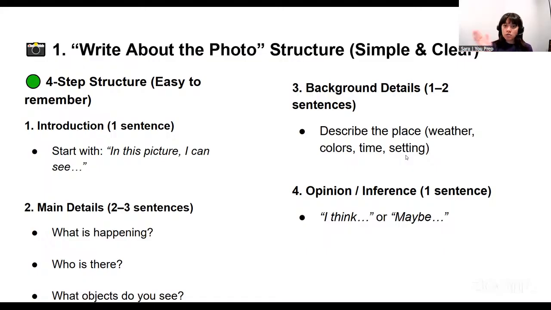So basically, you can follow these four steps as your structure. These are the same steps we learned yesterday, but here I just put it in an easier way. So first, your introduction, general statement. Two, you come with the main details. What is happening, who is there or what is there, and what objects we see. Third, the background details. What is around, the weather, the time, everything. And four, your inference. What do you think is happening? Basically that.